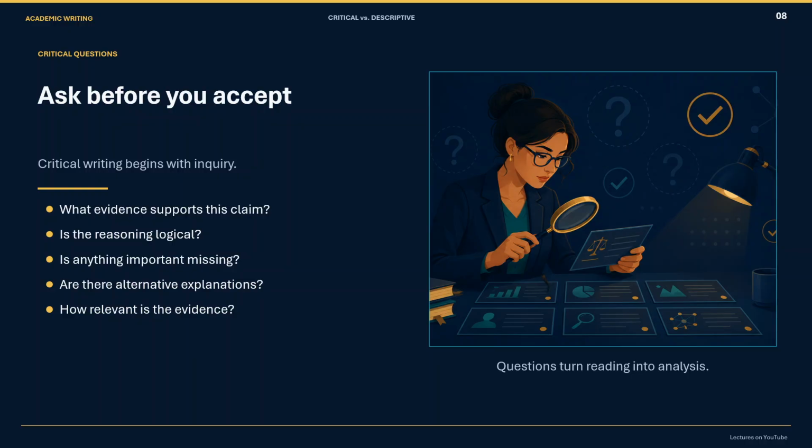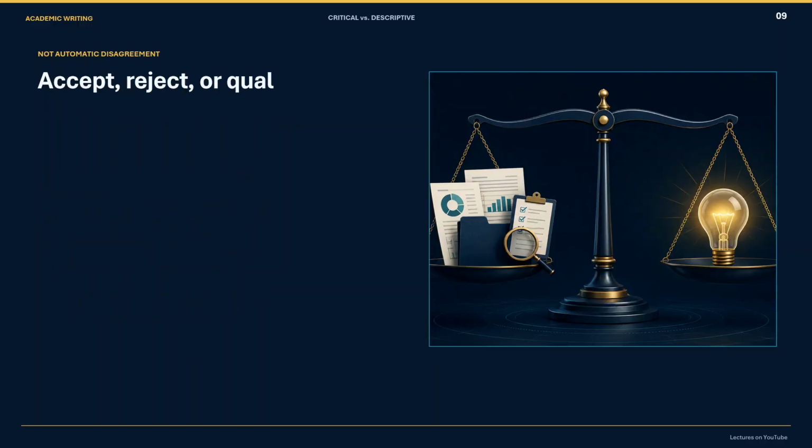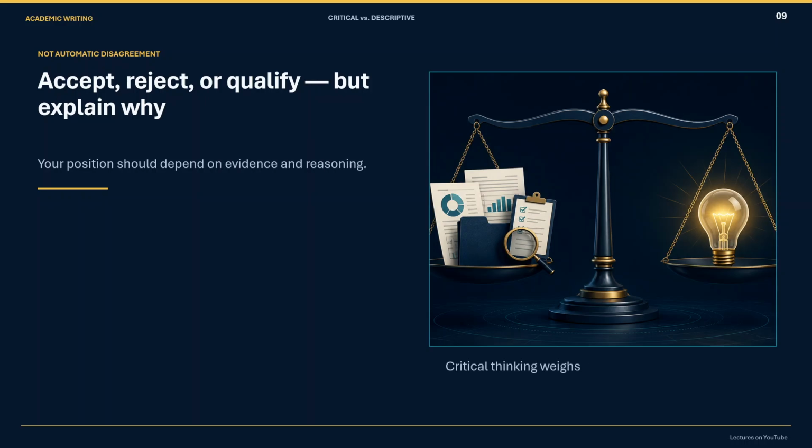Critical writing does not mean disagreeing with every source. You may accept a conclusion, partly accept it, reject it, or treat it with caution. What matters is that you explain why, using the quality of the evidence and reasoning rather than personal preference. This is how you develop an academic voice.